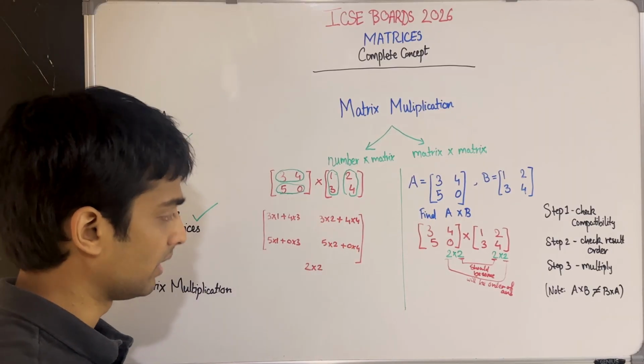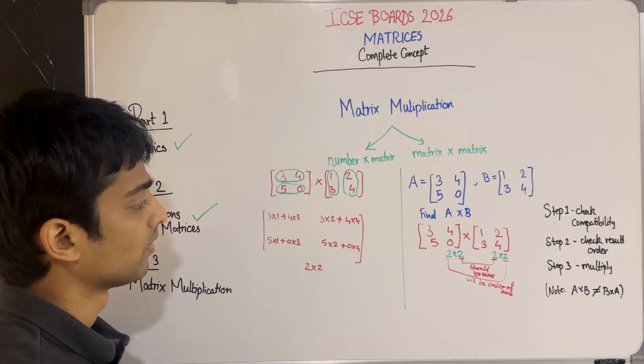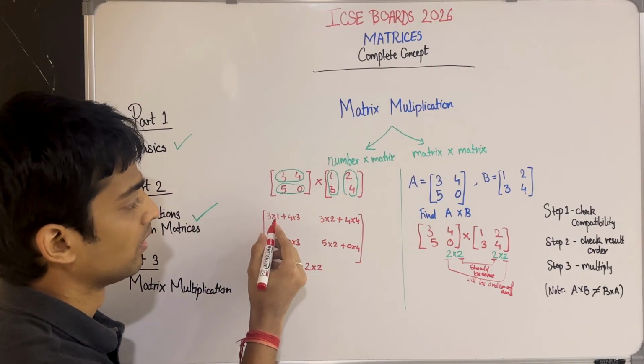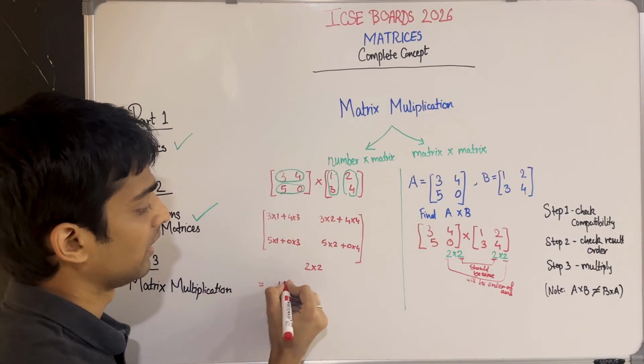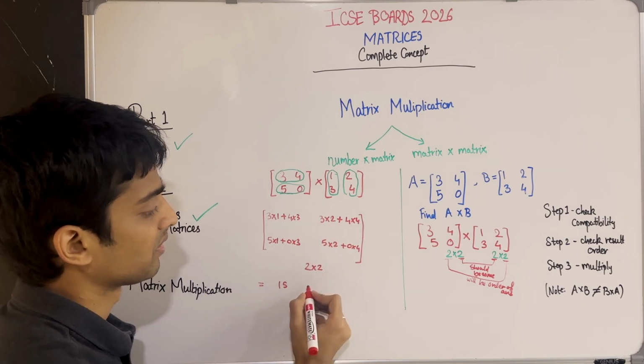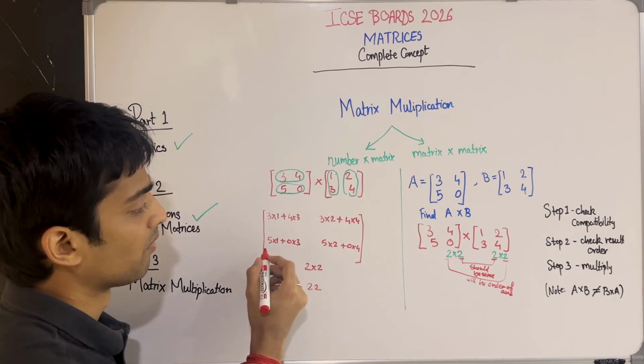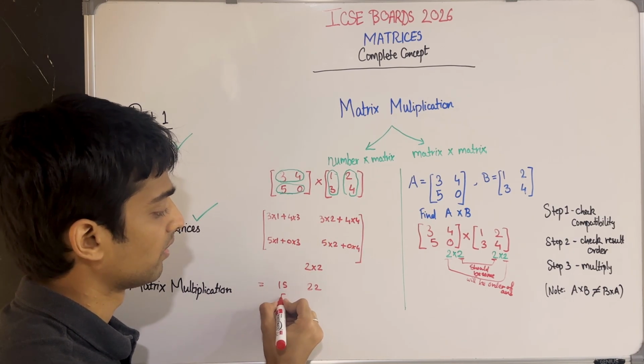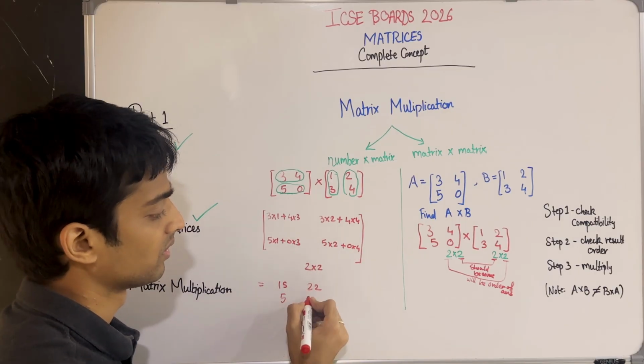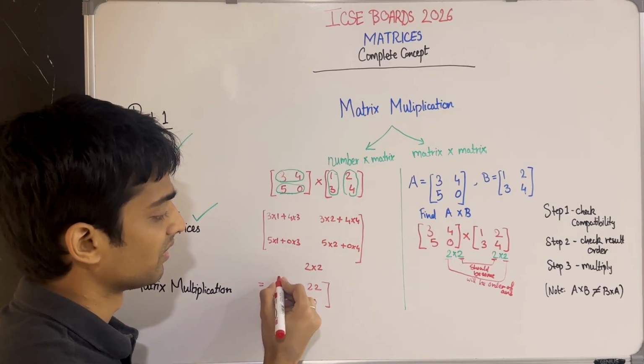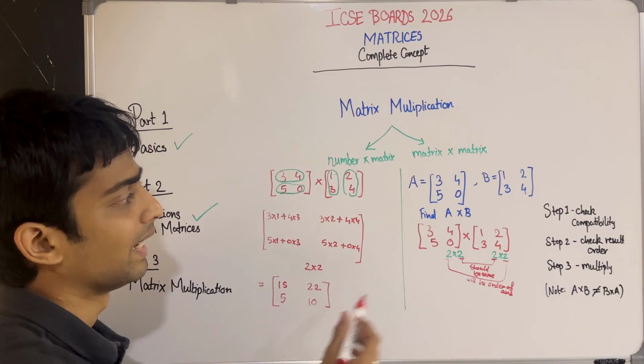So the answer will be: 3 plus 12 is 15, 6 plus 16 is 22, 5 plus 0 is 5, and 10 plus 0 is 10. So this is the final answer of A multiplied by B.